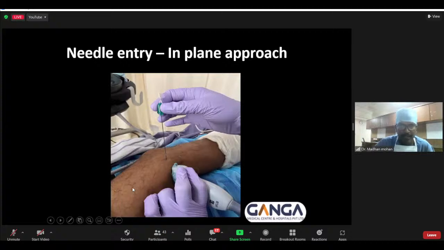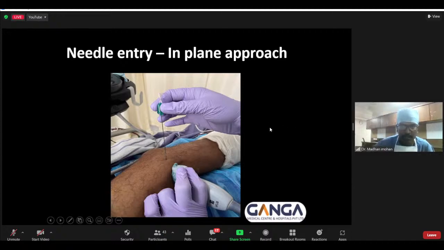This is a needle entry picture showing needle entry in a lateral in-plane approach. The patient is in lateral position, and in plane, this distance will be the distance from the skin to the sciatic nerve. In the ultrasound image, I'll show you. Suppose this is the skin and the sciatic nerve is somewhere here. This distance is somewhat 2 to 3 centimeters. So prick 2 to 3 centimeters away from this pointer so that your needle enters directly from here.